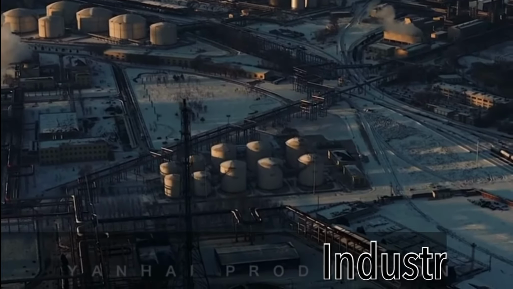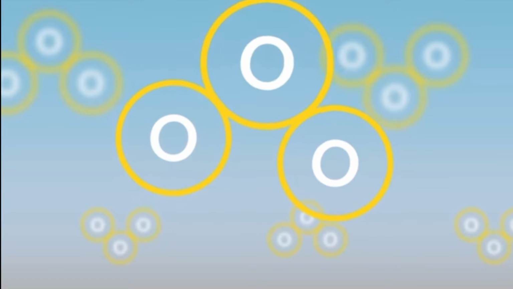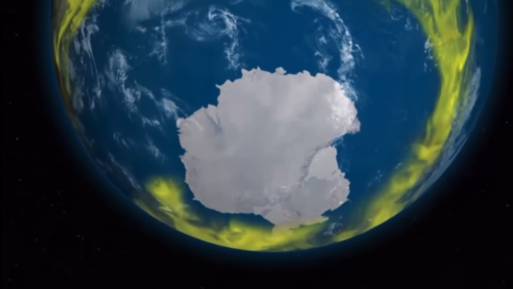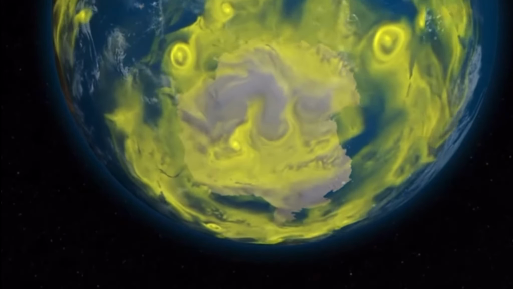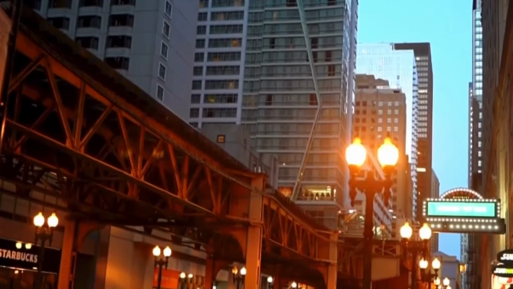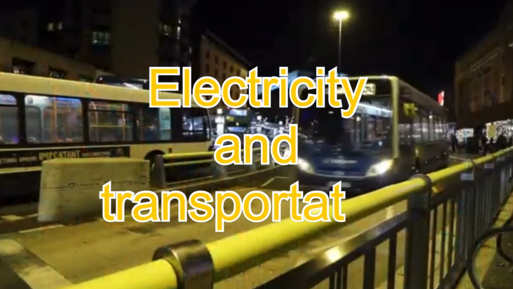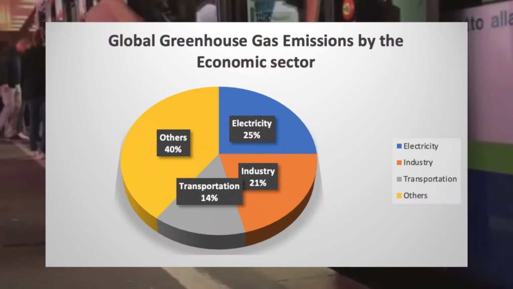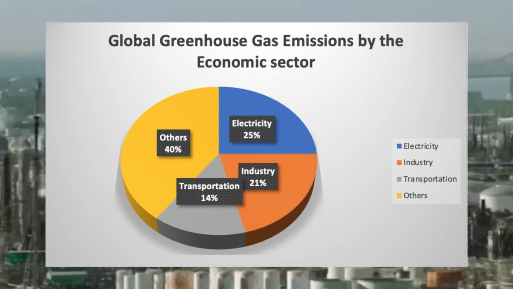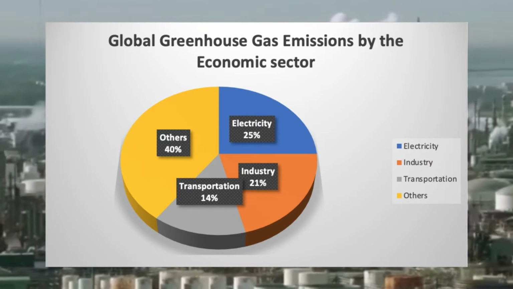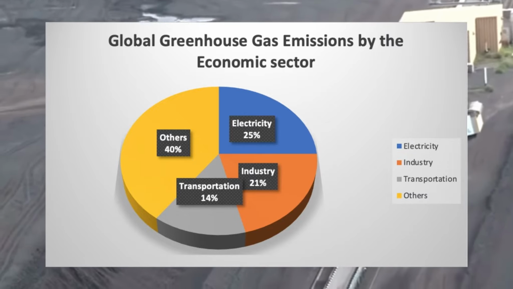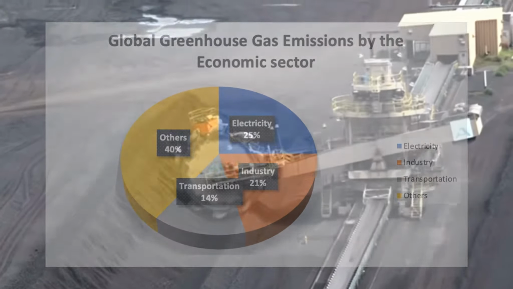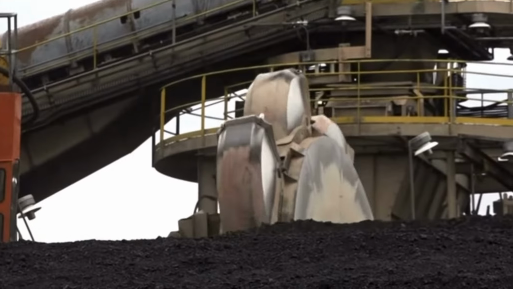As we all know, industry is one of the most common things that make air pollution. It produces smoke and gases which cause climate change. The other main reasons that cause pollution are electricity and transportation. As you can see on the screen, the pie chart shows that transportation has 14%, electricity has 25%, industry has 21%, and the rest goes to other energies. It is all related to each other.